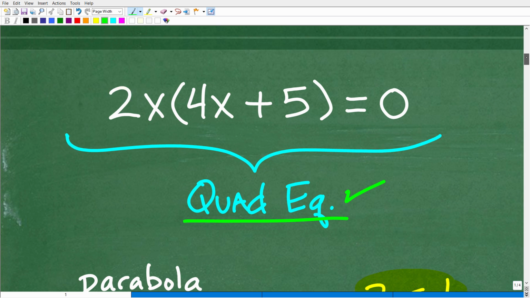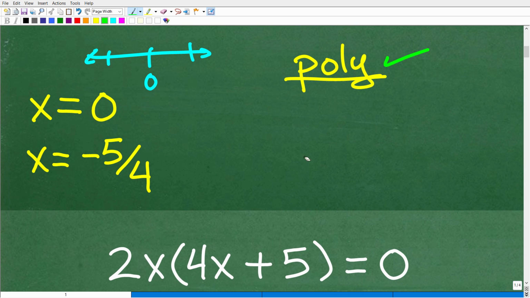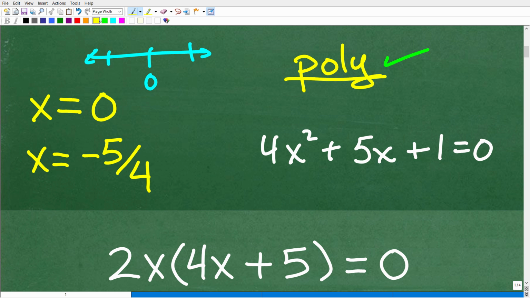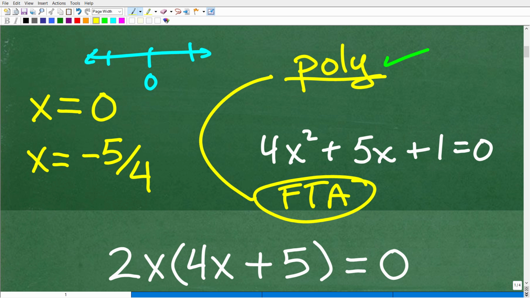Now I'm going to go back up here real quick and talk about something super, super fast. So let's say I have 4x squared plus 5x plus 1 is equal to 0. We have this thing called the fundamental theorem of algebra. This is very important. And it says if you have a polynomial equation, the number of solutions this polynomial will have will be equal to the degree of the polynomial. So if we have a quadratic equation that is a second degree polynomial, therefore you'll have two solutions.